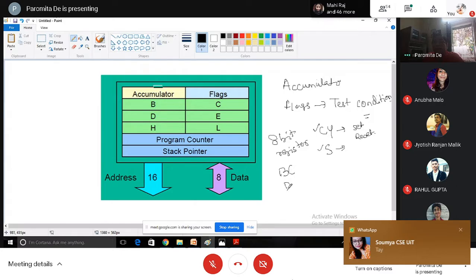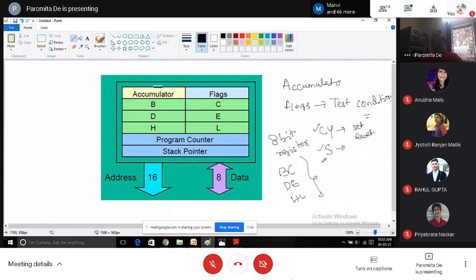BC, DE, and HL behave as register pairs. If I have to address a register pair, then I have to address either BC or DE or HL. I cannot address B and E as a register pair or H and C as a register pair. No, that is not allowed. If for some operation I want a 16-bit register pair, I have to address BC or DE or HL. So these are the register pairs that are available with the microprocessor.